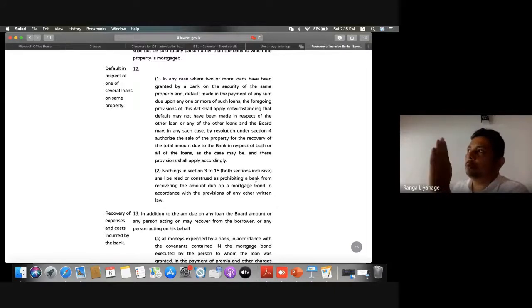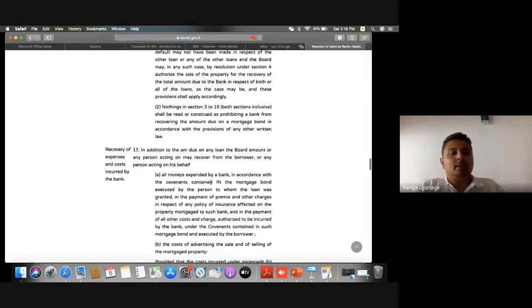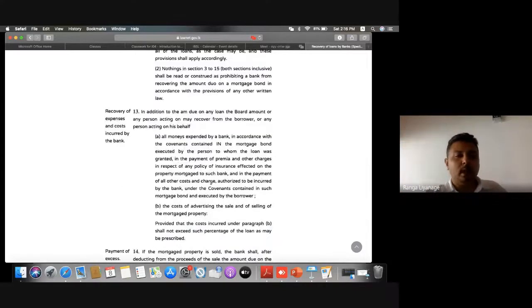So if there are two loans, however, the same property has been mortgaged, there is no default in one loan and only default in the other loan, the bank can consider both to have been defaulted. Then recovery of expenses and costs, you remember. When you pass the resolution to sell the property, you take into account what you can recover, which is covered under section 13. This is what you can cover.